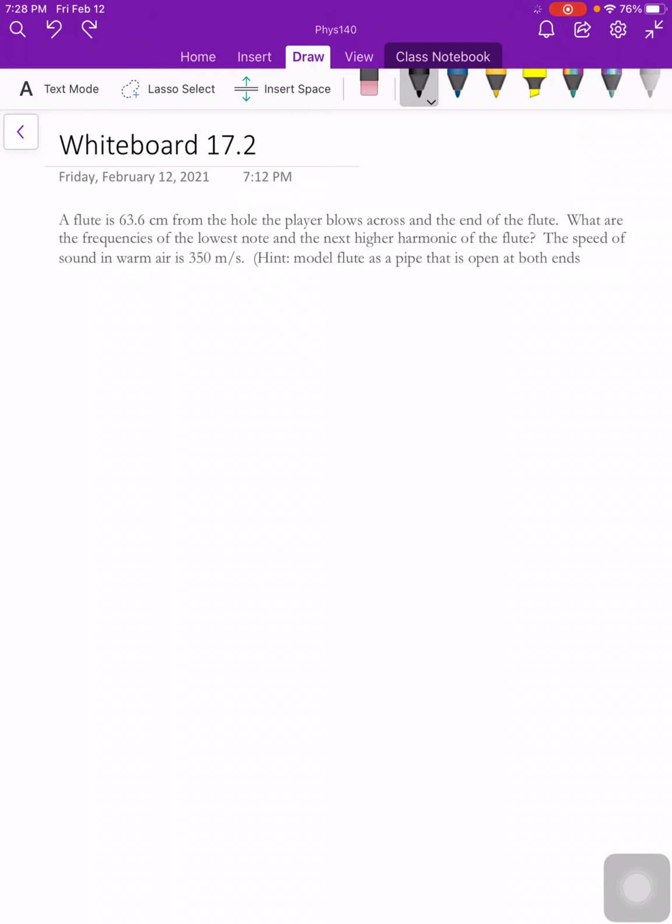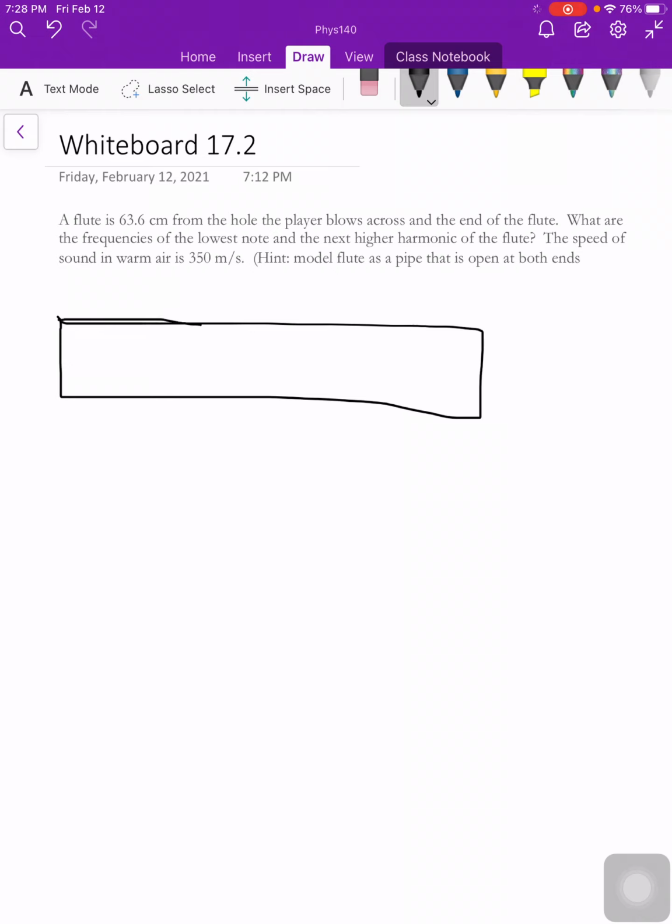So we'll draw a picture first, and we'll say, okay, this is our pipe. It's open at both ends. So if it's open at both ends, then we need a peak or a trough at each end. So if we think about that, the wave is going to look something like this. That's going to be the first harmonic.